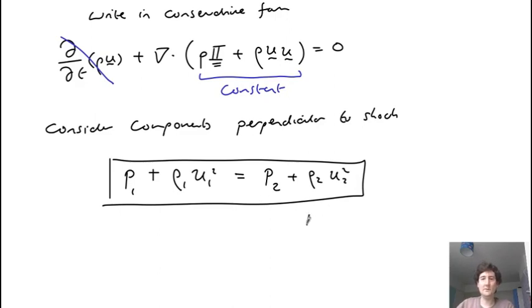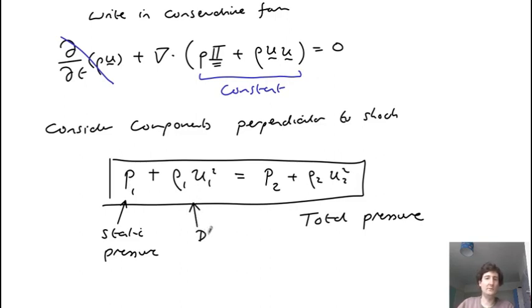This is essentially the total pressure, and then this is sometimes broken up into two pieces. So P here is the static pressure, whereas this is the pressure you'd have if the fluid wasn't moving, and then this is called the dynamic pressure.